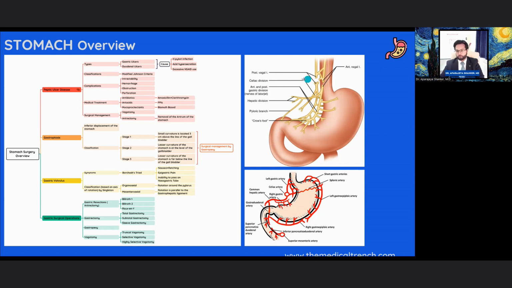It is done at different levels, essentially, right? So we can do a truncal vagotomy, which is right at the top. Sometimes we do a selective one, in which we go down and only transect maybe the anterior trunk. And sometimes we have something called a highly selective vagotomy, in which we only transect the crow's foot or the criminal nerve of Grassi, or the nerve of Latarjet, which innervates the lesser curvature of the stomach.